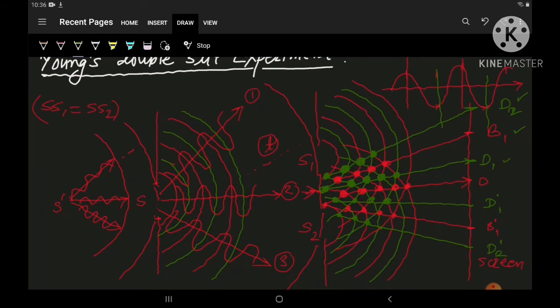By this way we will find on the screen the central point is bright, having the most intense spectral line, and then dark, then bright, then dark, then bright. Similarly, the central one is bright, then dark, then bright, then dark, then bright. By this way, on the screen we will find alternate bright and dark fringes. So this was the experimental setup of Thomas Young's double slit experiment.